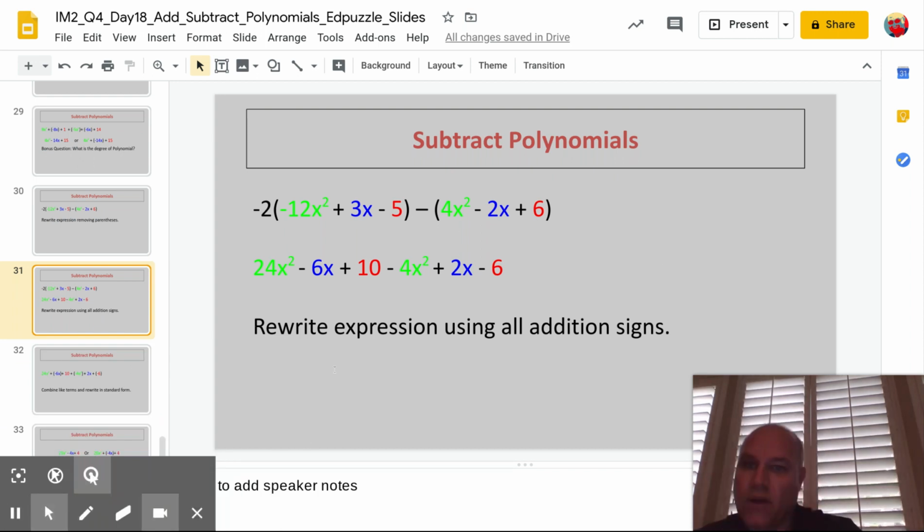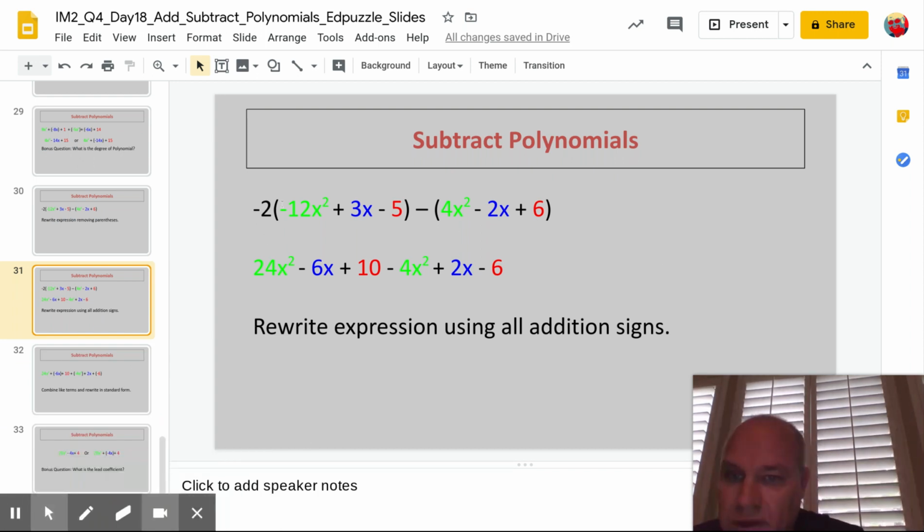All right, I'm hoping you got 24x squared, because negative 2 times negative 12x squared is positive 24x squared. Negative 2 times 3x is going to be minus 6x, or you'd say plus negative 6x. And then negative 2 times negative 5 is positive, or plus 10. Now, this side, we're just going to distribute the negative 1, or we're going to say add the opposite. So it becomes minus 4x squared plus 2x minus 6. Do you see how each sign went to the opposite sign here when we distribute the negative 1?